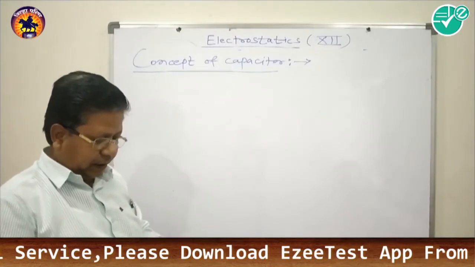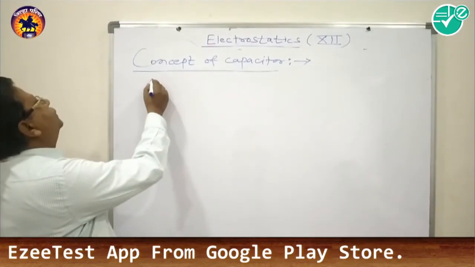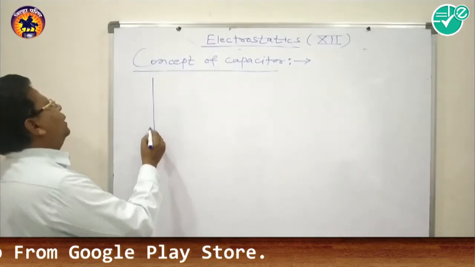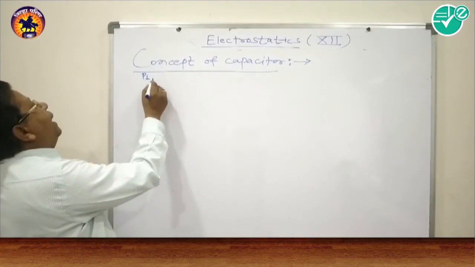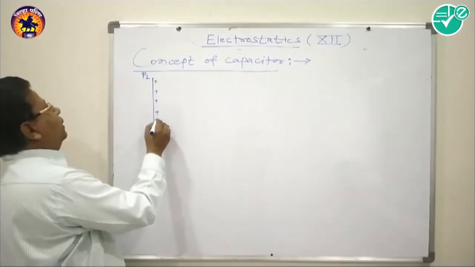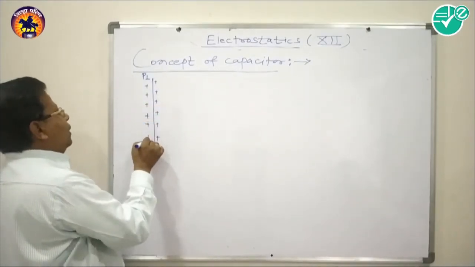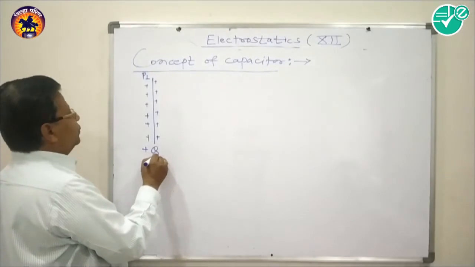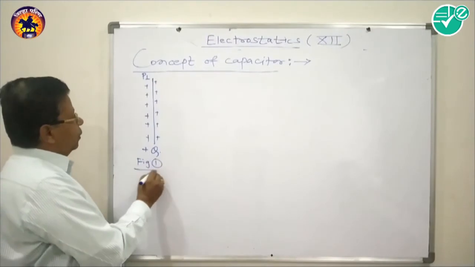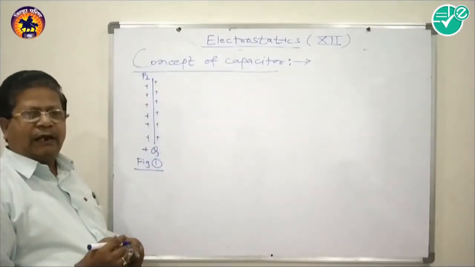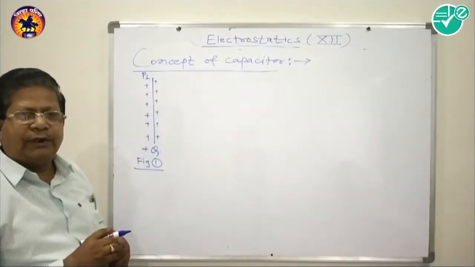And in this article, suppose that an isolated conductor, which is P1, has been given a charge equal to plus Q. This is figure number 1. So only a single conductor is taken, and on this single conductor positive charges are deposited.